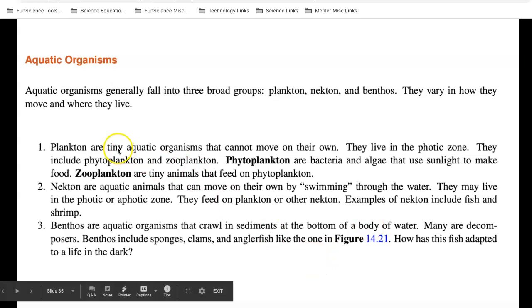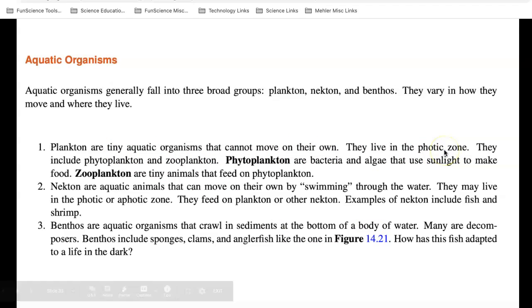So plankton are tiny, tiny organisms that cannot move on their own. They live in that photic zone that we just showed you. And they include phytoplankton, which are plants and bacteria, and zooplankton, which are tiny animals. So phytoplankton are bacteria and algae that use sunlight to make food. Zooplankton are tiny animals that feed on phytoplankton. You may have heard of a plankton net. A plankton net is one of the ways that biologists collect different types of plankton.